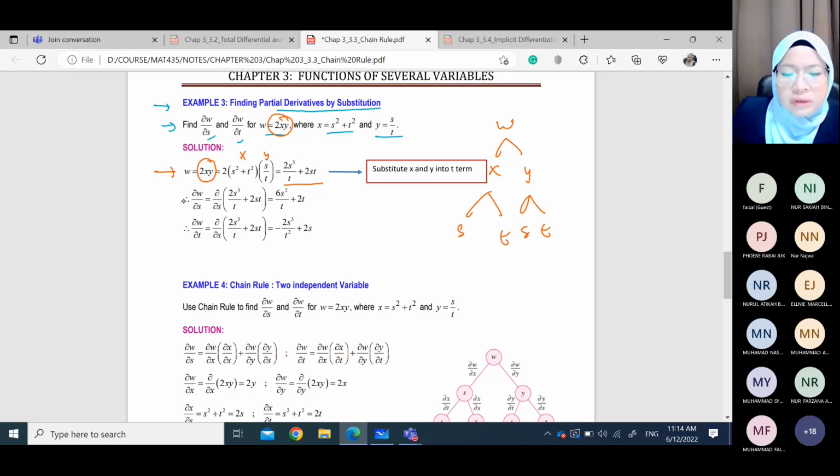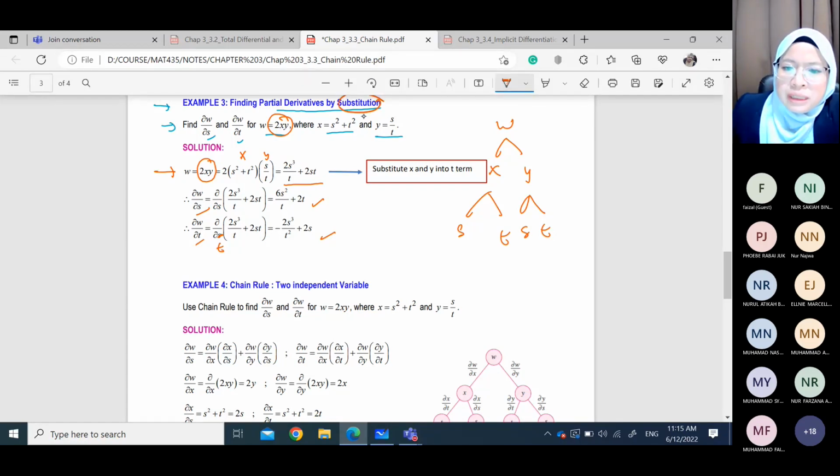And then we find the derivative or partial derivative respect to S on W. We differentiate respect to S on W. Then here we have 6S squared over T plus 2T. And derivative respect to T on W, we differentiate respect to T on W. This one is T. So S remains as a constant. Then here we have this answer. Okay. So this one kita guna substitution. We substitute X and Y into S and T.